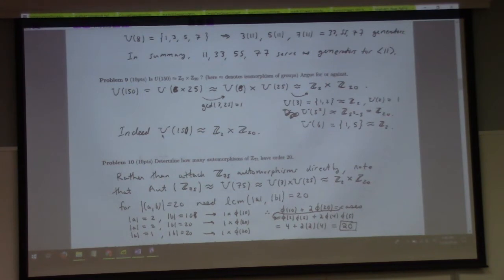Sorry, not problem 9. Problem 10. So U150 is in fact isomorphic to Z2 cross Z20. Yay. All right. Trying to think what else I could say about that problem.